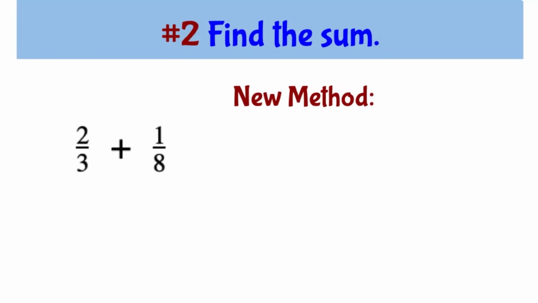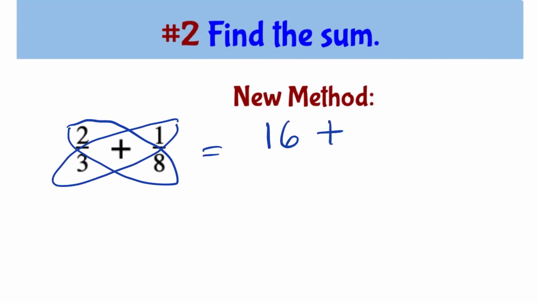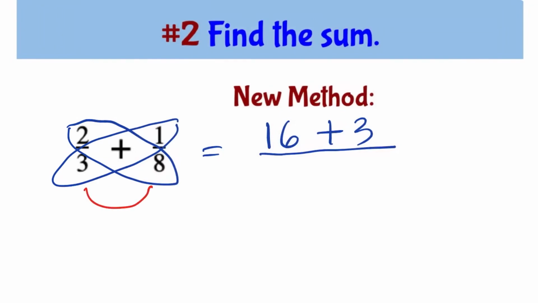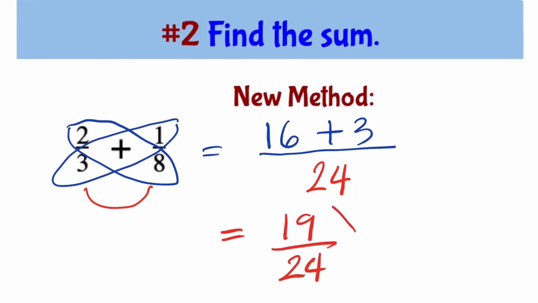Now let us answer question number 2 using Gandhi's Method. Using my method, the first thing we need to do is multiply 2 and 8, which is 16. Now we multiply 3 and 1, which is 3. And for the denominator, we multiply 3 times 8, and that gives us 24. So the answer for this question is 19/24. Easy, right?